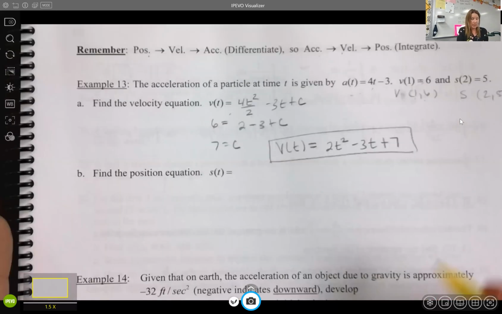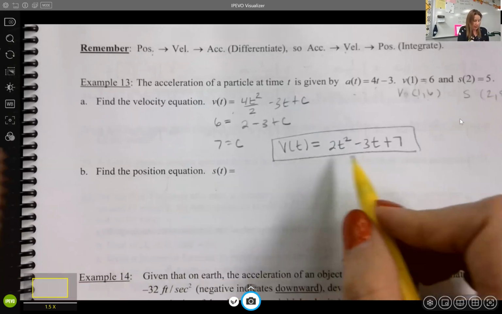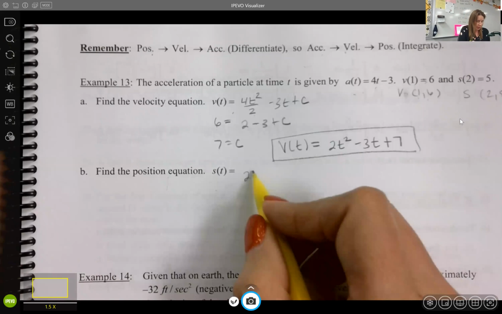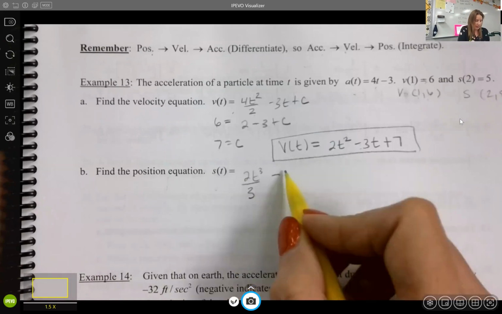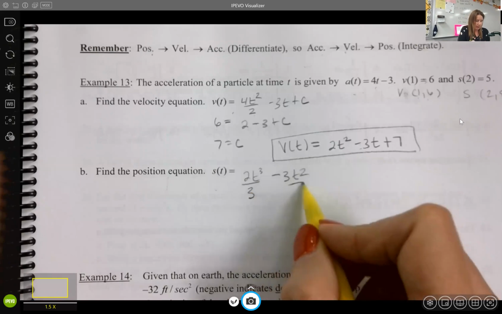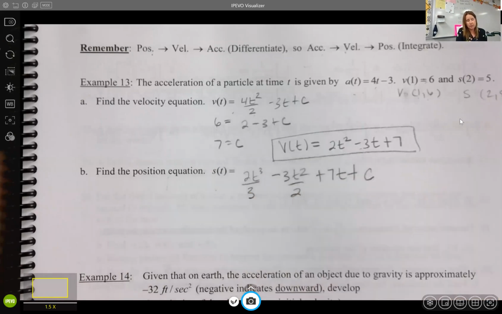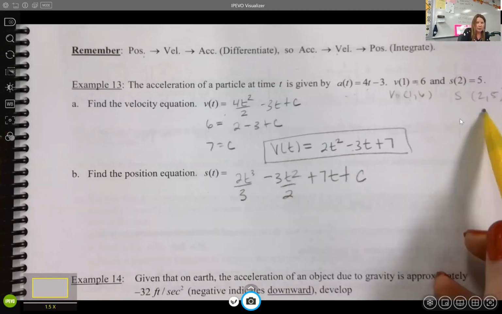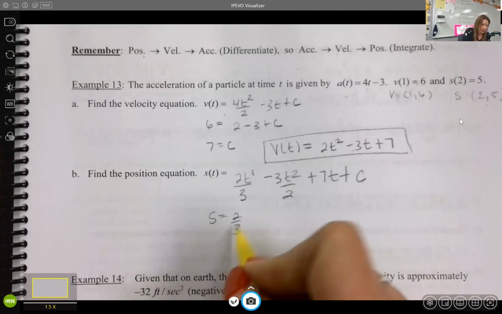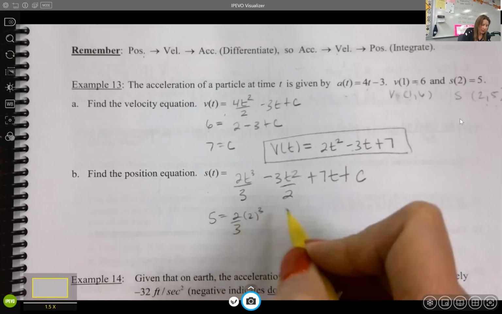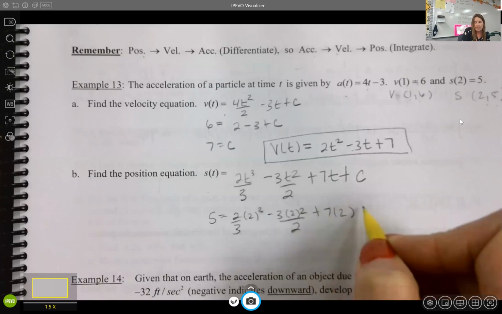Now I can do the position equation by going one more integral. So 2t squared is going to be 2t cubed over 3. This one is going to be minus 3t squared over 2. And this is going to be plus 7t. Don't forget your constant of integration. Plug in the initial point 2,5. So 5 equals 2/3 times 2 cubed minus 3/2 times 2 squared plus 7 times 2 plus c.